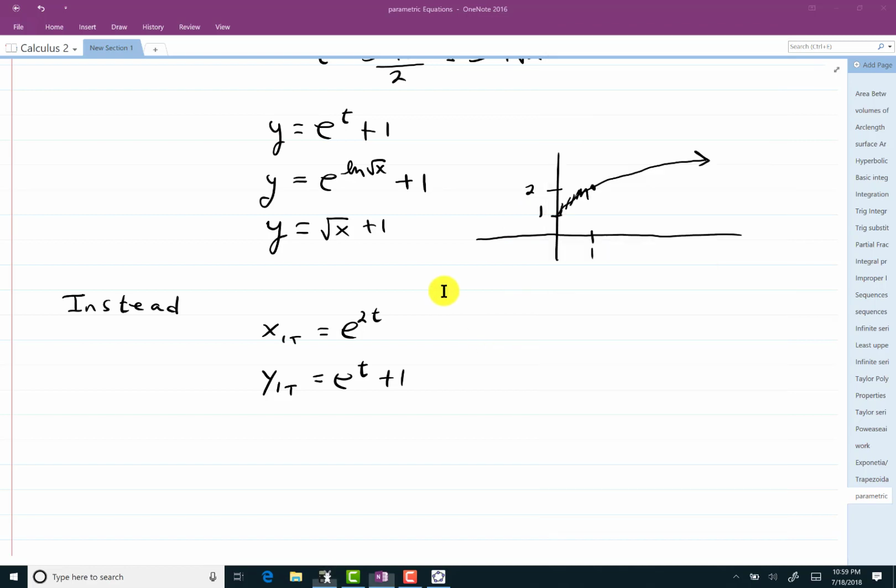Of course, you should recognize this is part of a parabola. If it had its way, it would be the whole thing. It would be a sideways parabola.